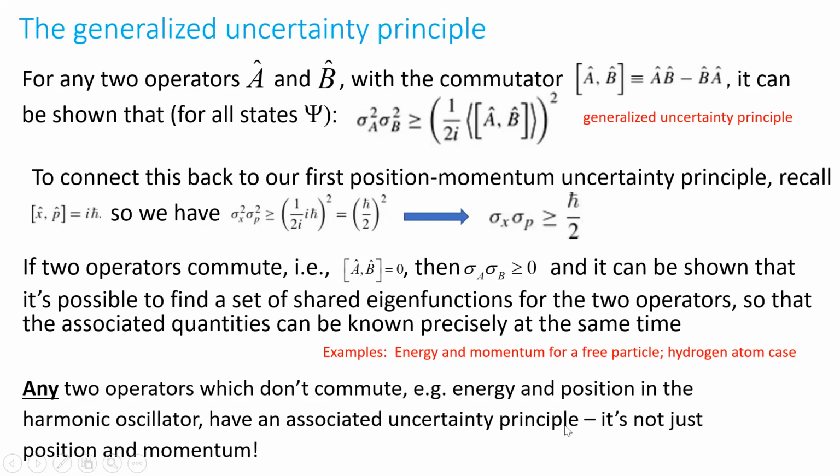So there would be a delta E, delta x that must be greater than or equal to a certain quantity determined by the commutator between them. So the uncertainty principle is usually applied to position and momentum. That's the most common one, but it's not just position and momentum. In fact, it applies to any two operators which don't commute, and position and momentum are just a really good example. Okay, so hopefully that fills you in on the generalized uncertainty principle and how it relates to the uncertainty principle we've seen before.